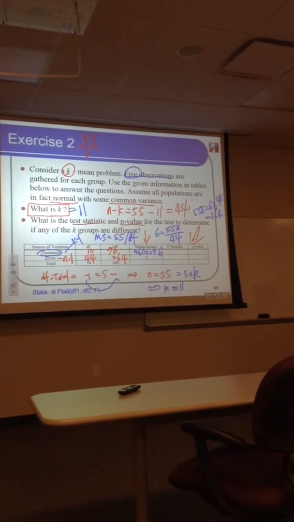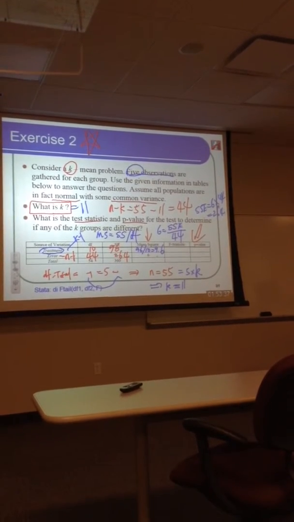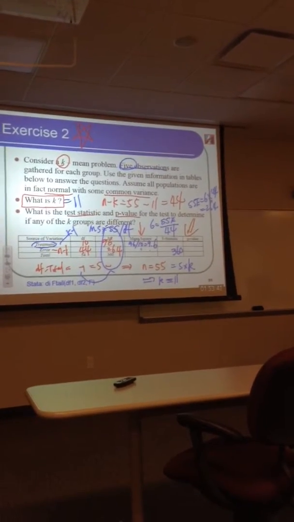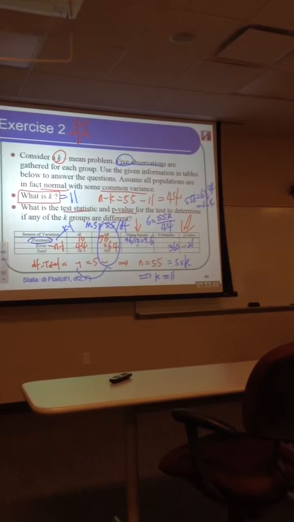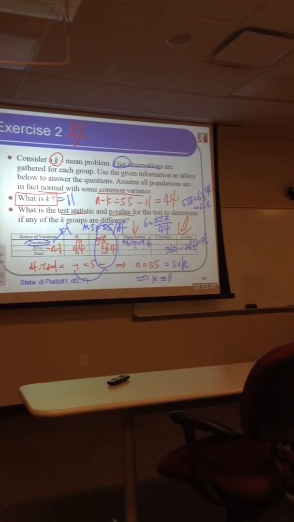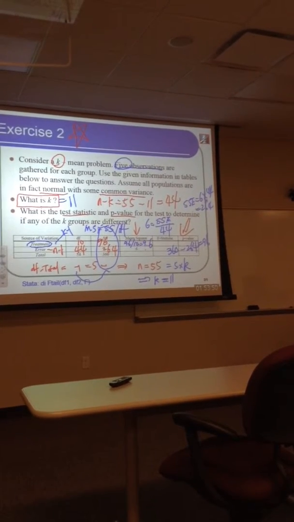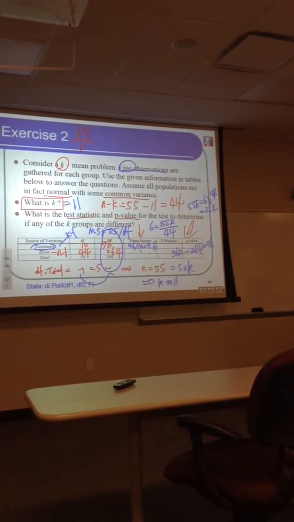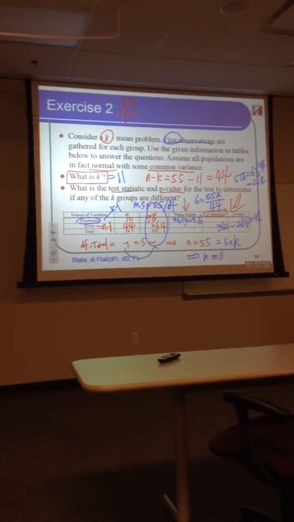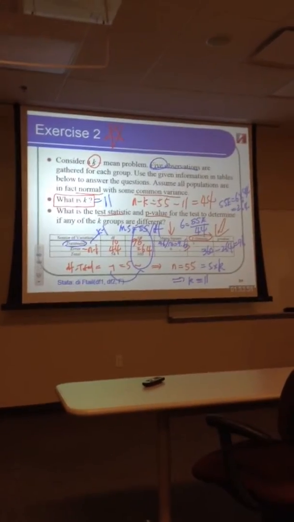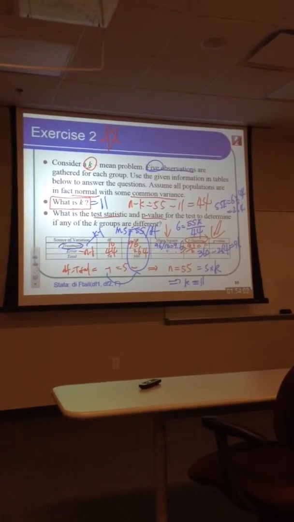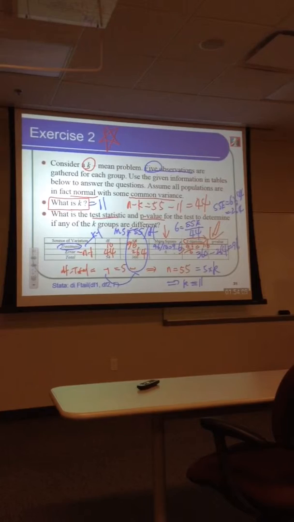How did we get 96 again? 96 equals 360, looking at the data vertically, minus 264. Now this number, 96, divided by 10 gives you the mean square value. The F statistic equals the ratio of these two numbers, so 9.6 divided by 6 equals 1.6.